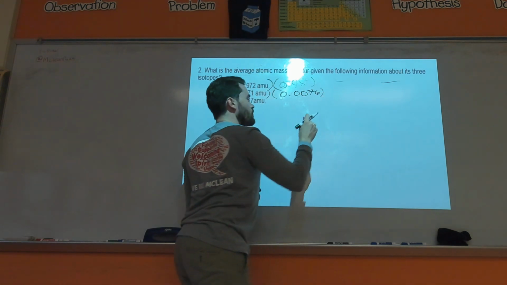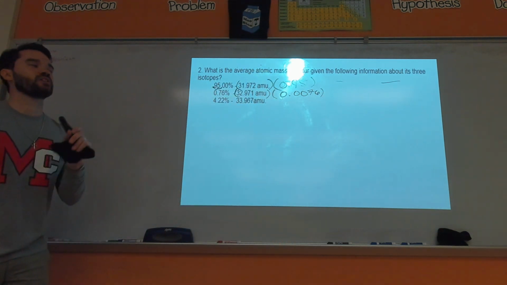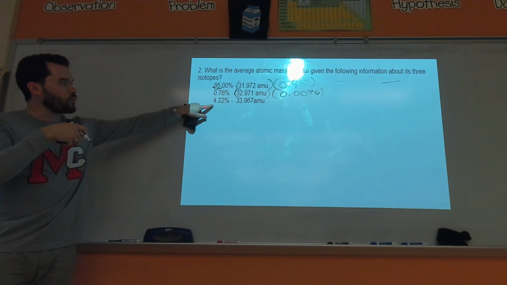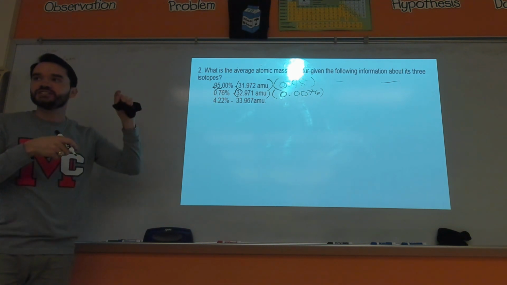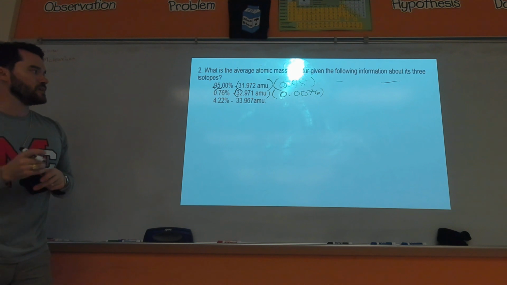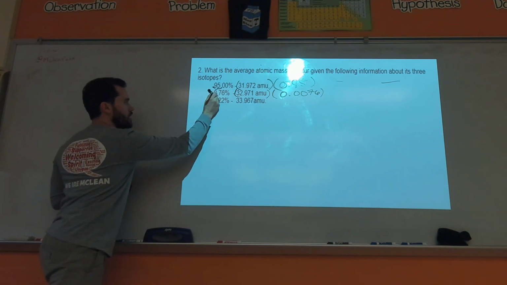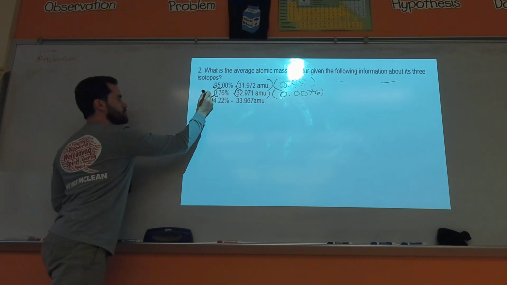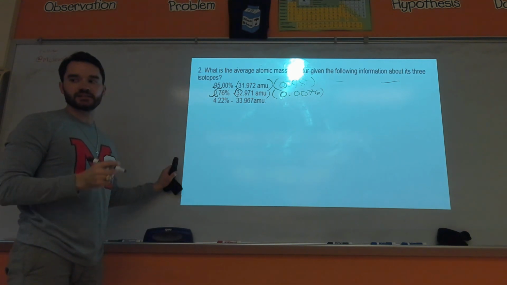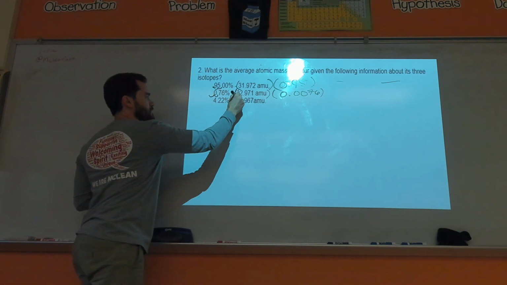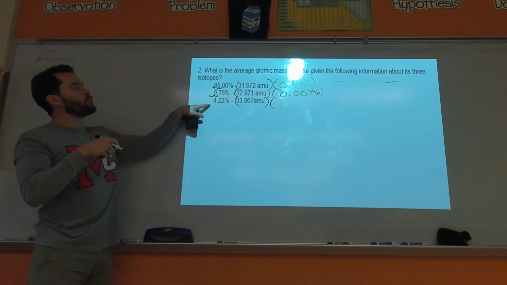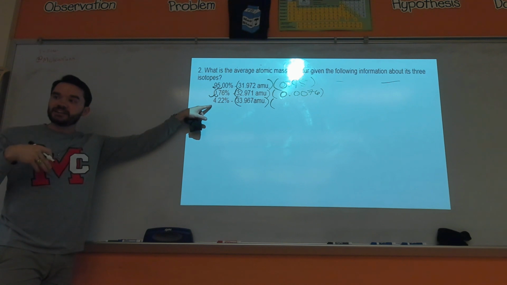0.0076. So be careful with this. This is where I'll start seeing mistakes, when they give you only maybe 1 digit or even no digits to the left of that decimal point. So if you go 1, that'd be 0.076, then 0.0076. All right, last mass number, 33.967. Multiply that by 4.22% as a decimal.